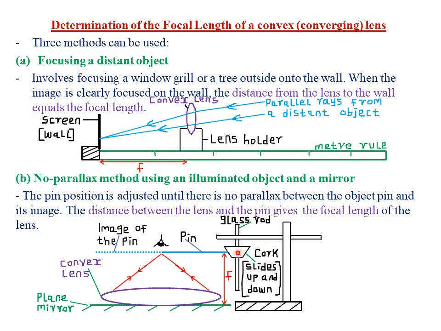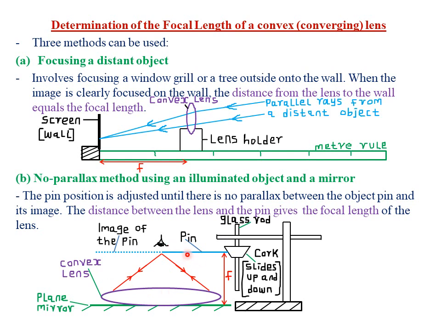The cork should be such that it can be adjusted, that is, it can move up and down along this glass rod. Then you take your pin and pierce it through your cork, such that as the cork is slid up and down, the pin also slides up and down. The pin position is adjusted until there is no parallax between the object pin and its image. You adjust the cork as you observe the pin with your eye, through the convex lens.